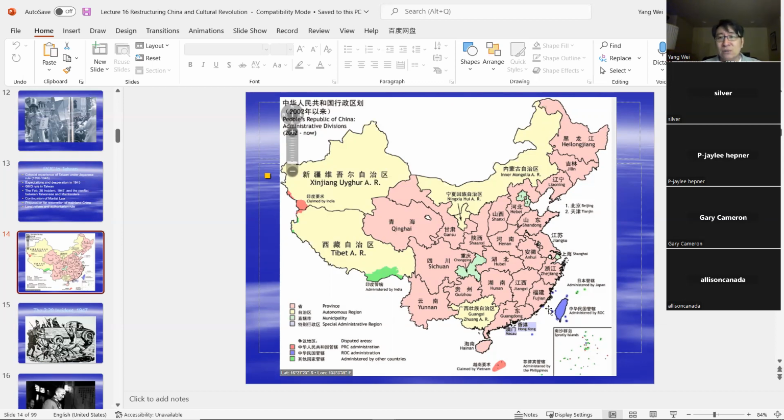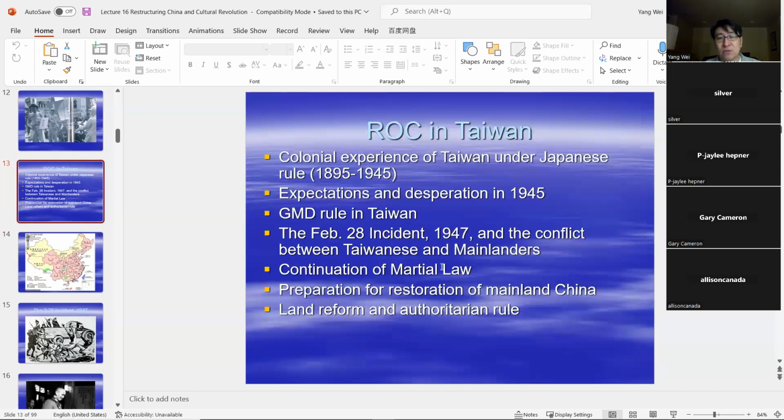So the Qing government had their own administration in Taiwan until the first Sino-Japanese War, right? We talked about this. The Sino-Japanese War was between 1894 and 1895. As a result of the defeat of the Qing Empire by the Japanese Empire, the Qing Empire had to give Taiwan to Japan. So Taiwan became Japan's overseas colony. Okay, and this situation remained in Taiwan until the end of World War II in 1945.